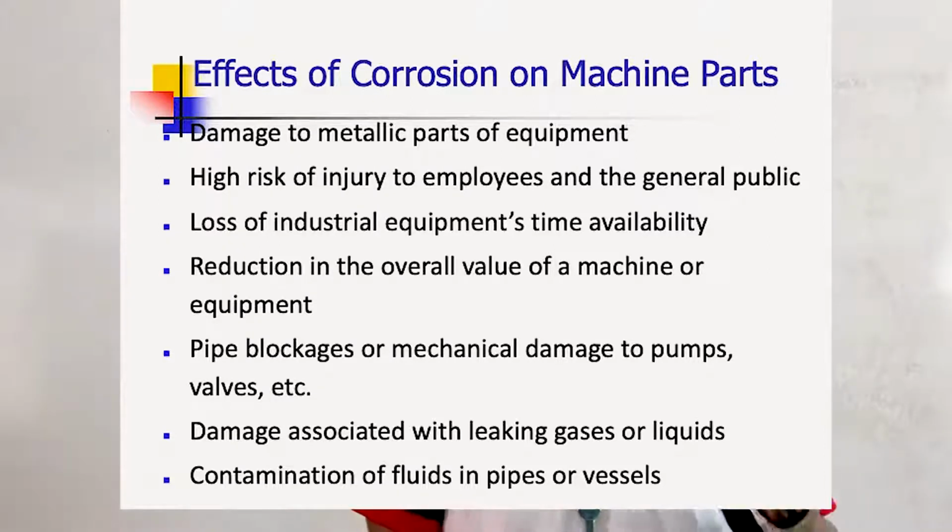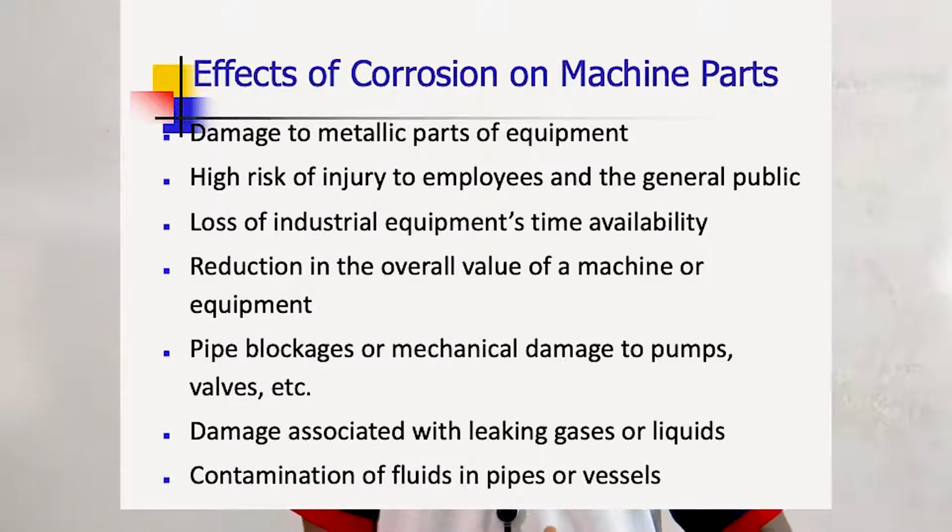Then secondly, there's a high risk of injury to employees and the general public. Why? Because a corroded metal or a corroded part of an equipment has lost integrity, has lost strength. It could easily fail, depending on how deep the corrosion has eaten into the material. It could fail, and if it fails, it could be injurious to humans, operators, and any other human beings that are within the vicinity of the failure or the accident.